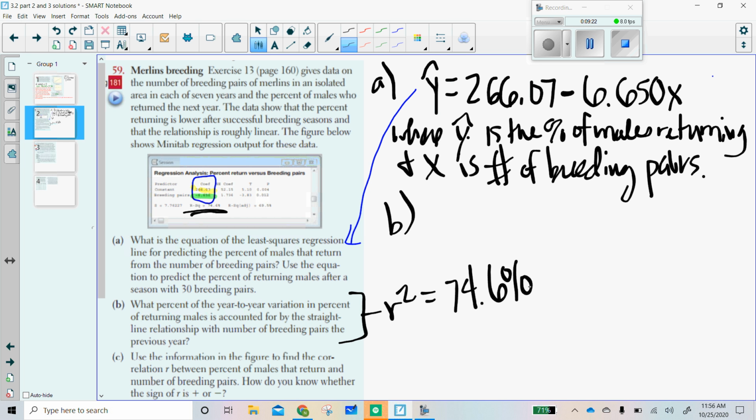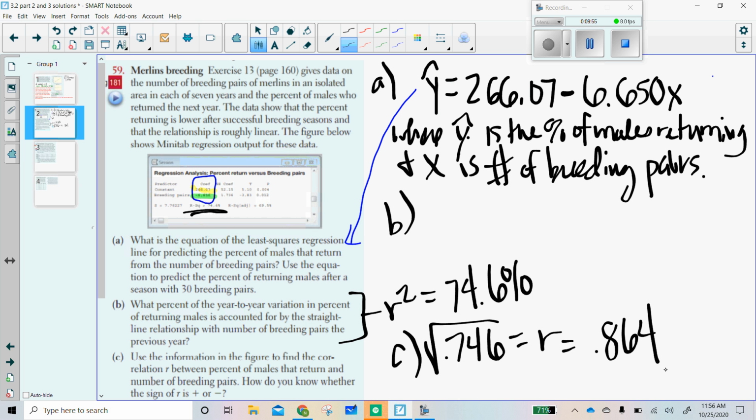And then the last question says, use this information to find the correlation between percent of males that return and the number of breeding pairs. How do you know whether the sign is positive or negative? Okay, this is really interesting. So we have R squared, it's 0.746. So to find R, I need to find the square root of that. And when I do that, that gives me 0.864. But something is off here.